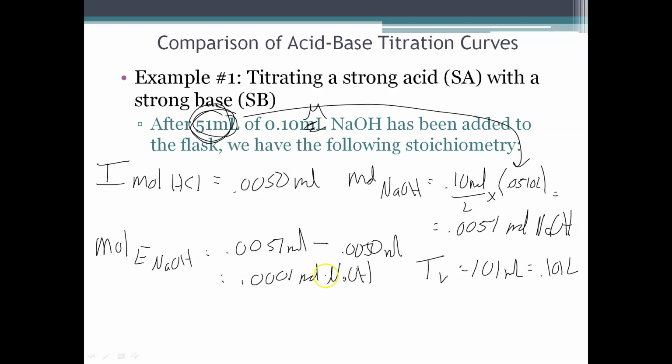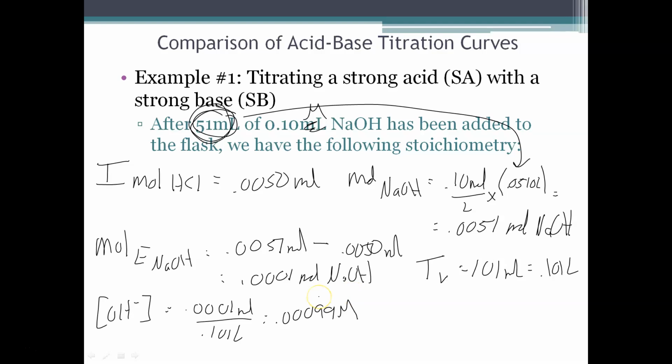So we have excess NaOH, so I'm going to find the hydroxide concentration instead. This is our lesson on pH and pOH, all coming back here and using it for another lesson on titration curves. So the concentration of hydroxide is 0.0001 moles over 0.101 liters. And that gives me 0.00099 molarity, molar hydroxide.